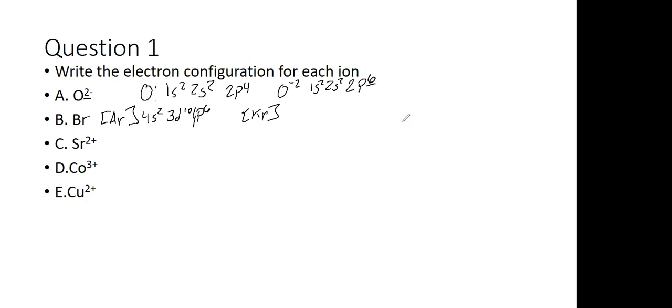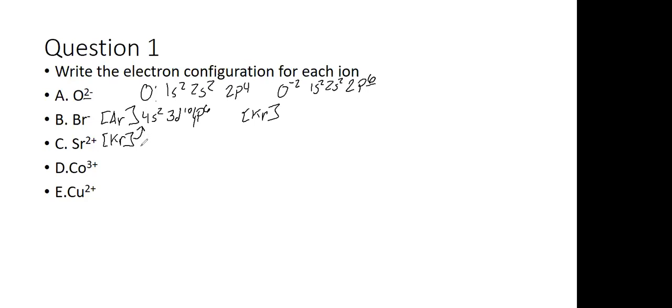Sr2 plus, well, if we're 2 plus, that means we lose 2 electrons. So if I go and lose 2 electrons, that would actually be the same as bromine, which is just Kr. So it has the electron configuration of krypton, which is the same thing as bromine.